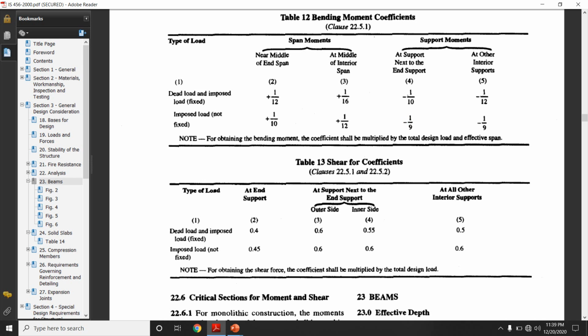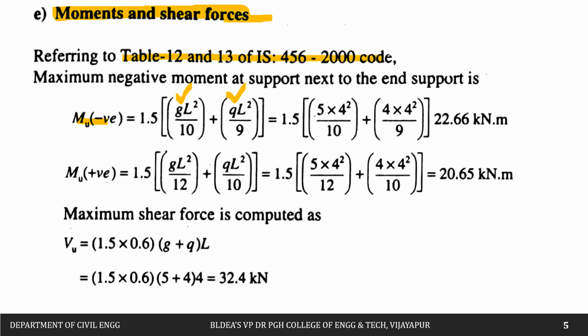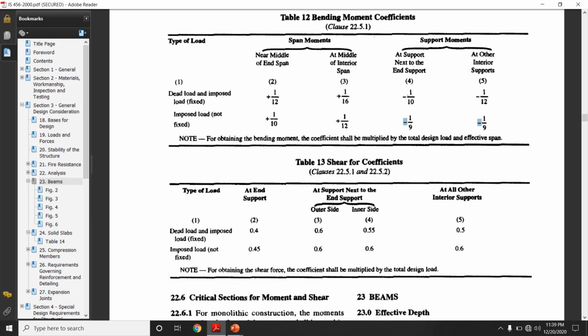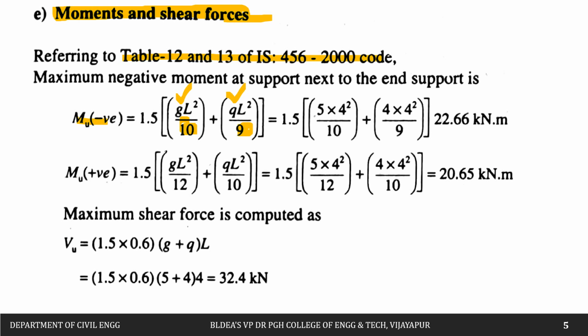For dead load, the coefficient is 1 by 10, and for live load it is 1 by 9. And so therefore we are going to have this as WL square by 10. So W is nothing but G what we had given for dead load. So therefore dead load total load was 5 into L is 4 square divided by 10, plus we have live load, that is Q, that is 4 kilonewton already which is being given, into 4 square divided by 9 multiplied by 1.5, so as to get the ultimate moment, that is negative moment.